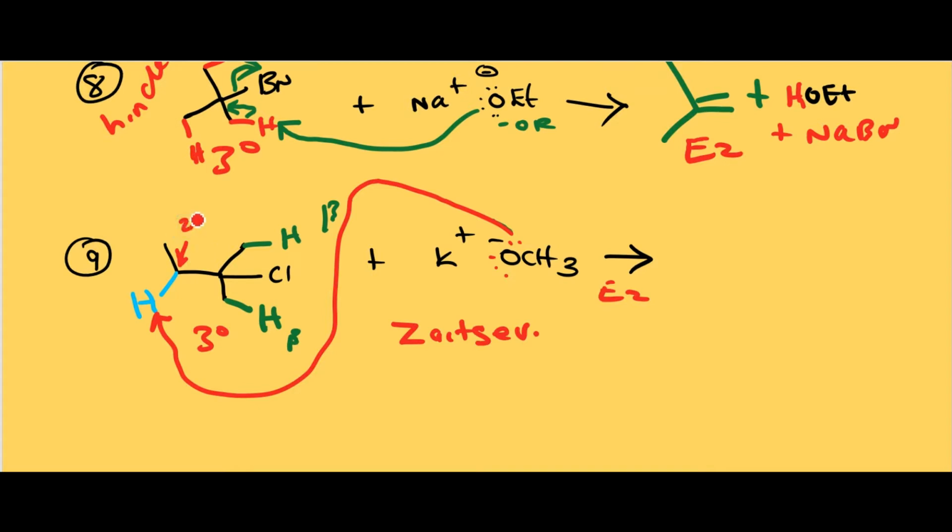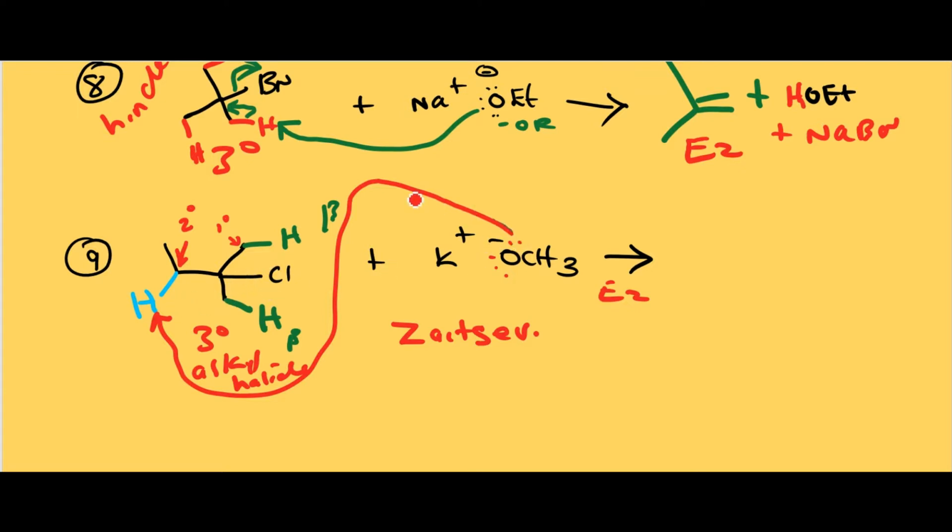So this is a secondary carbon, while this guy here is a primary carbon. But overall, this structure is a tertiary alkyl halide. Don't confuse. Okay, so this is the most substituted carbon, which when we steal its hydrogen, we're going to get the most substituted alkene.